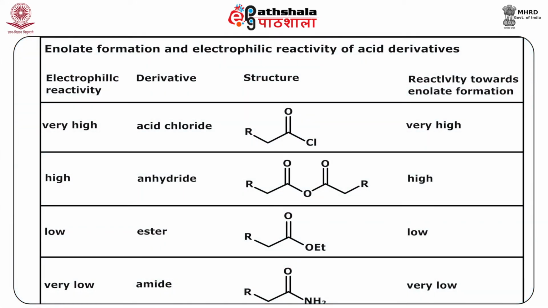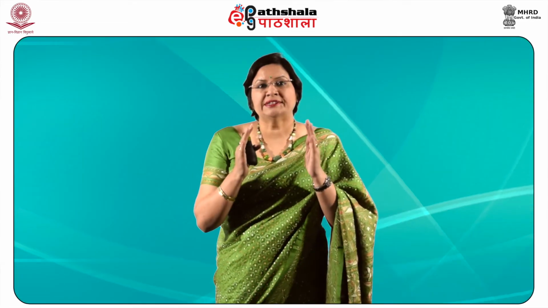The order of reactivity of enolization of acid derivatives is the same as the order of reactivity towards their nucleophilic attack, as you can see, which is given here. You can clearly see in this order the acid chlorides are most reactive, followed by acid anhydride, followed by esters, and then followed by amides. So, it can be seen that the acid anhydrides are quite reactive towards both.